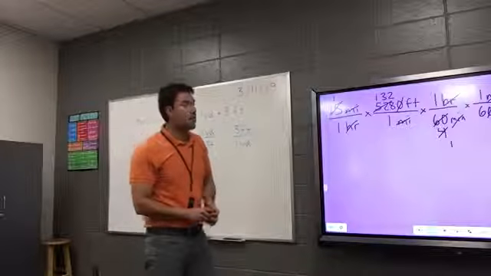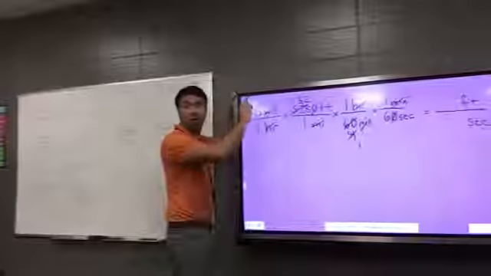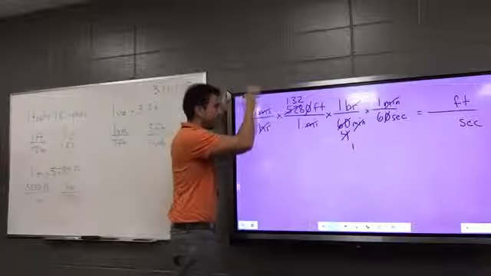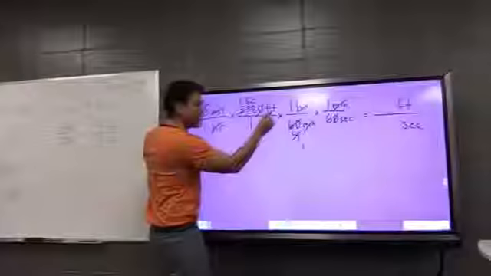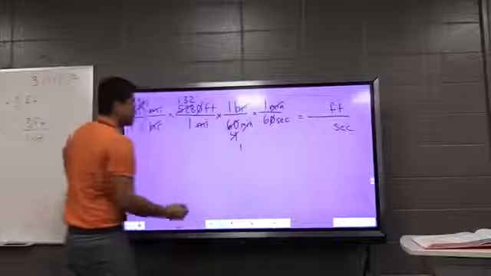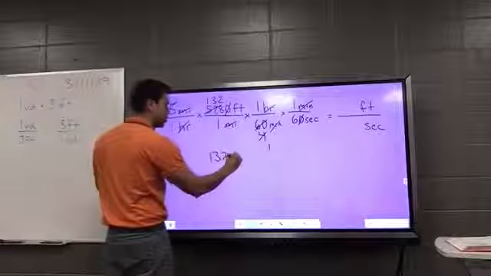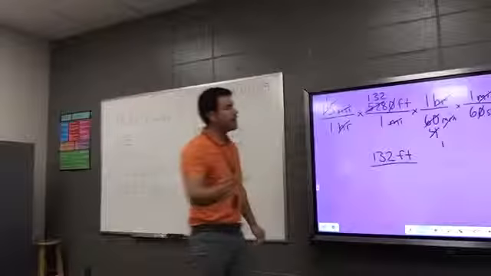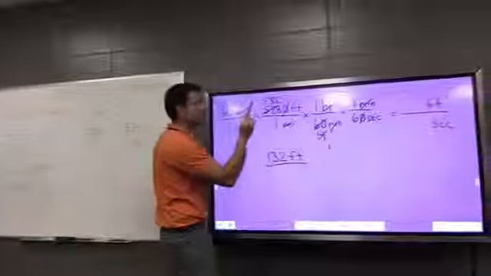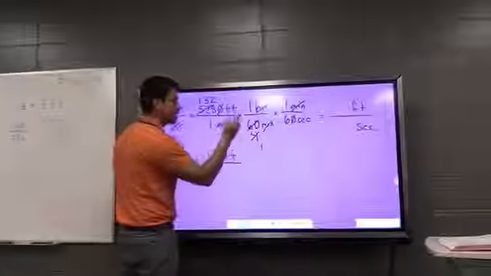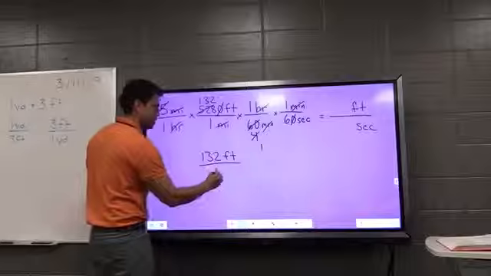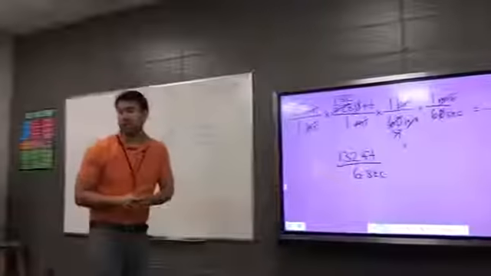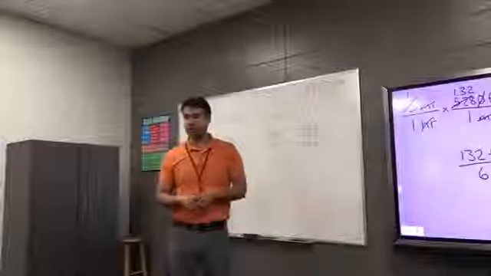Okay, this is what I have left. Ready? After all these cancelings, look what I have left. What's 1 times 132 feet times 1 times 1? 132 feet. That's what I'm left with in the numerator. And then, what's 1 times 1? Times 6, and then seconds. Can I further reduce that now? Yes. Go ahead and do that.